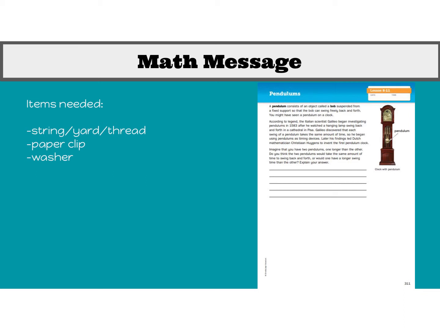Imagine that you have 2 pendulums, one longer than the other. Do you think the 2 pendulums would take the same amount of time to swing back and forth? Or would one have a longer swing time than the other? Explain your answer. So this is kind of like science where you're making a prediction about what you think is going to happen. So go ahead and pause your video, complete that activity in your math journal, and come on back when you're ready.